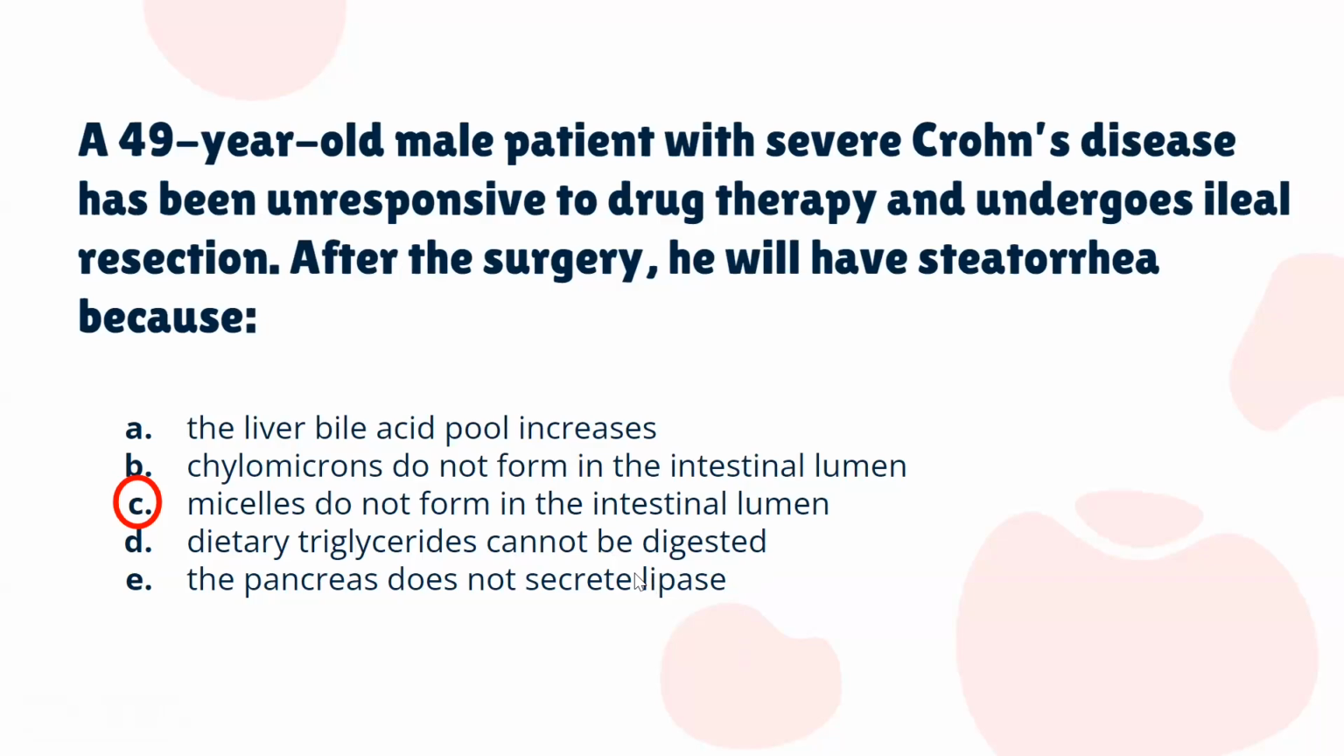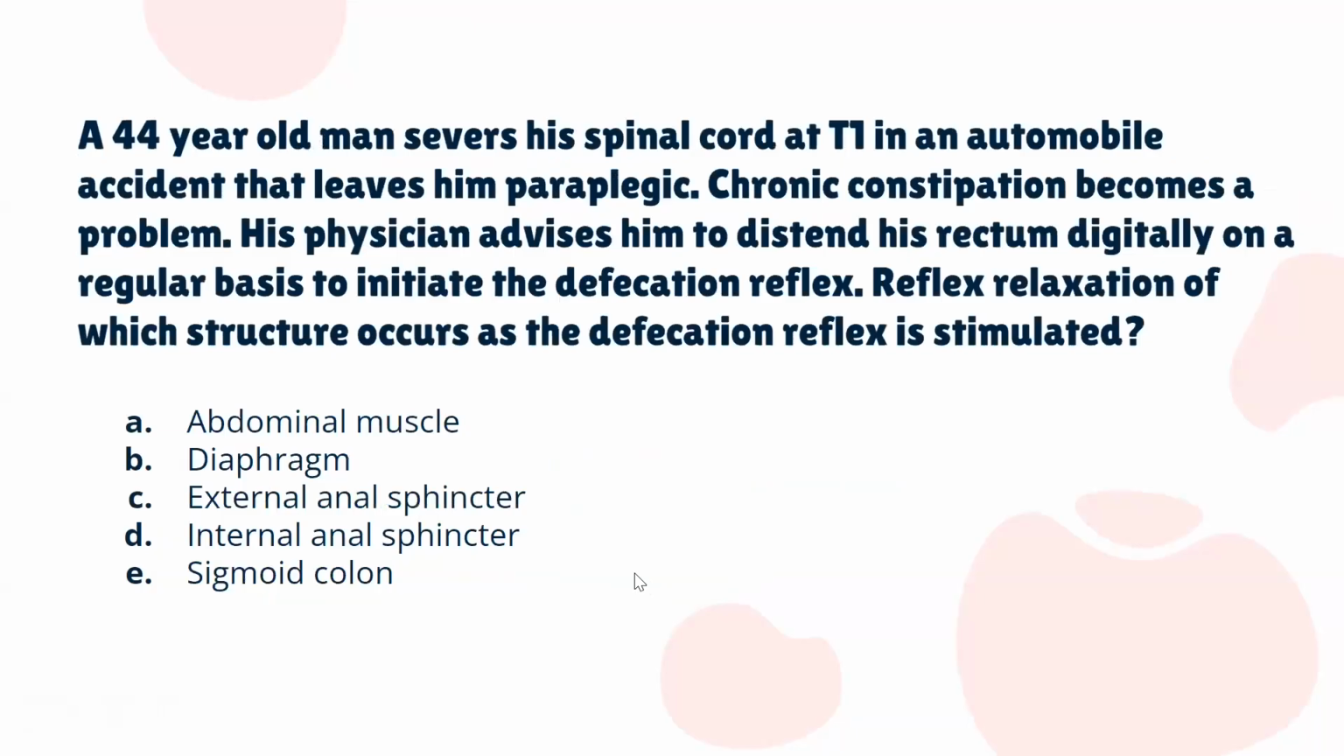Okay. A 44-year-old man severs his spinal cord at T1 in an automobile accident that leaves him paraplegic. So his spinal cord is severed, and paraplegic means that he's completely paralyzed. Again, these aren't things that you're supposed to know in detail. Usually when you have a very long clinical vignette like this, the first thing we're advised to do is read the last sentence, okay?